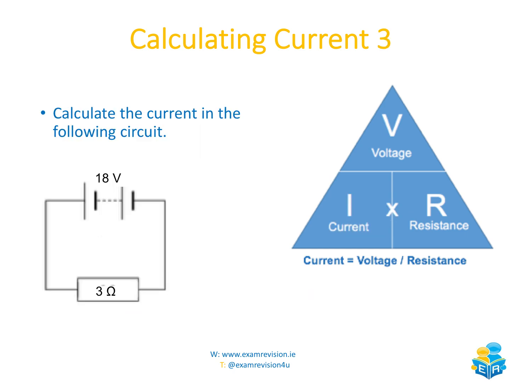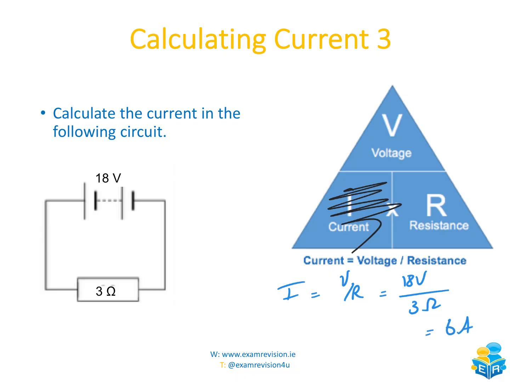And the final one here on current. So again, we're going to cover current up in our diagram. How do we calculate the current? Well, the current is equal to the voltage divided by the resistance. Voltage this time is 18 volts. Resistance is 3 ohms, and 18 divided by 3 in our calculators will give us 6. And don't forget that the unit for the current is amps, so we put in a capital A there as well.